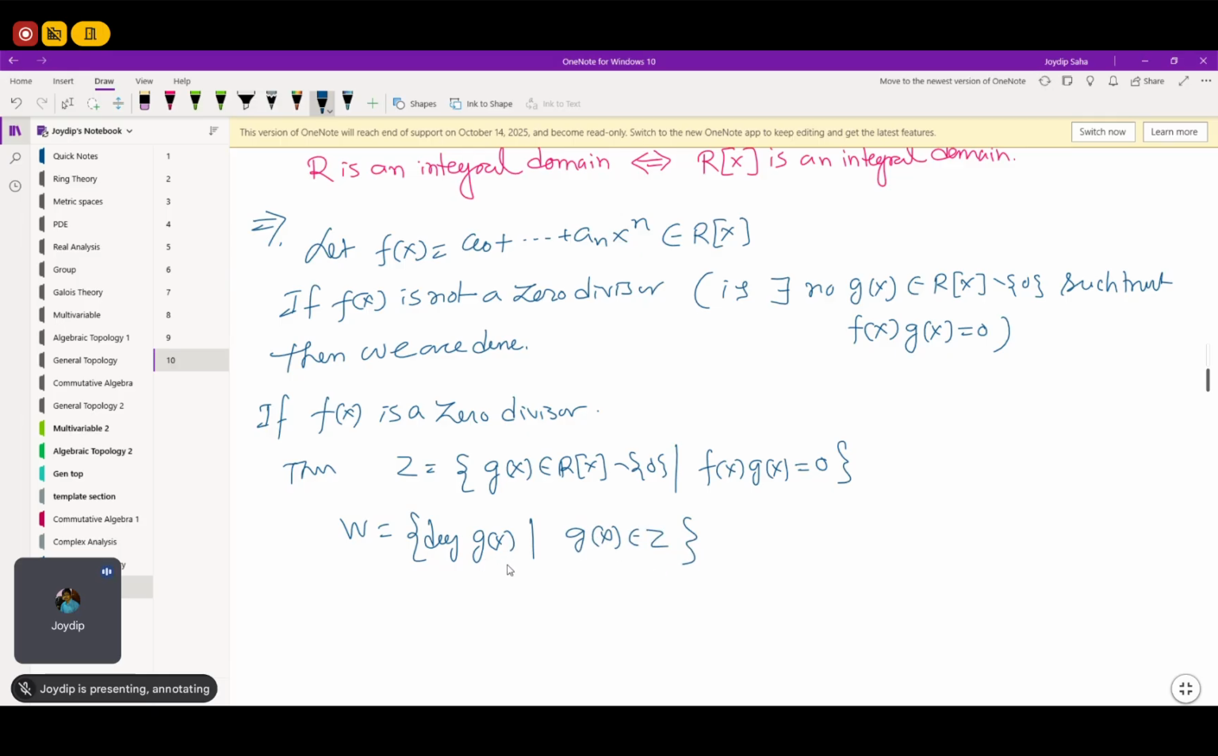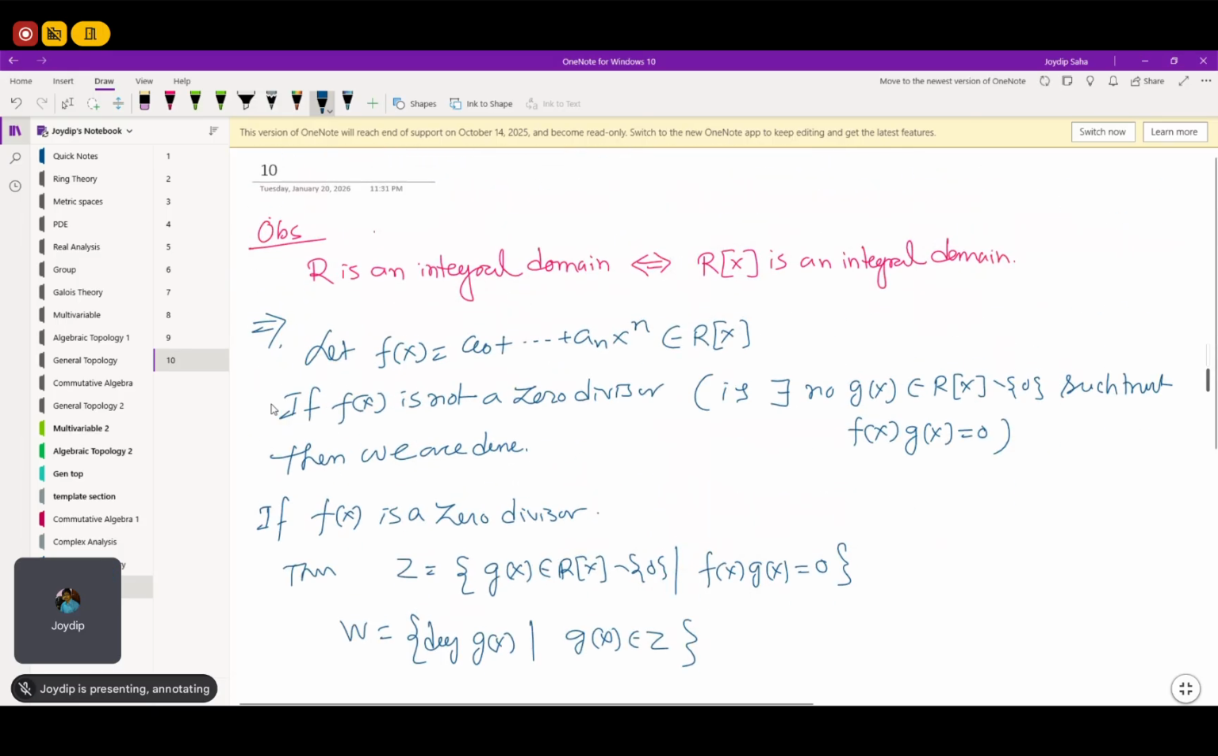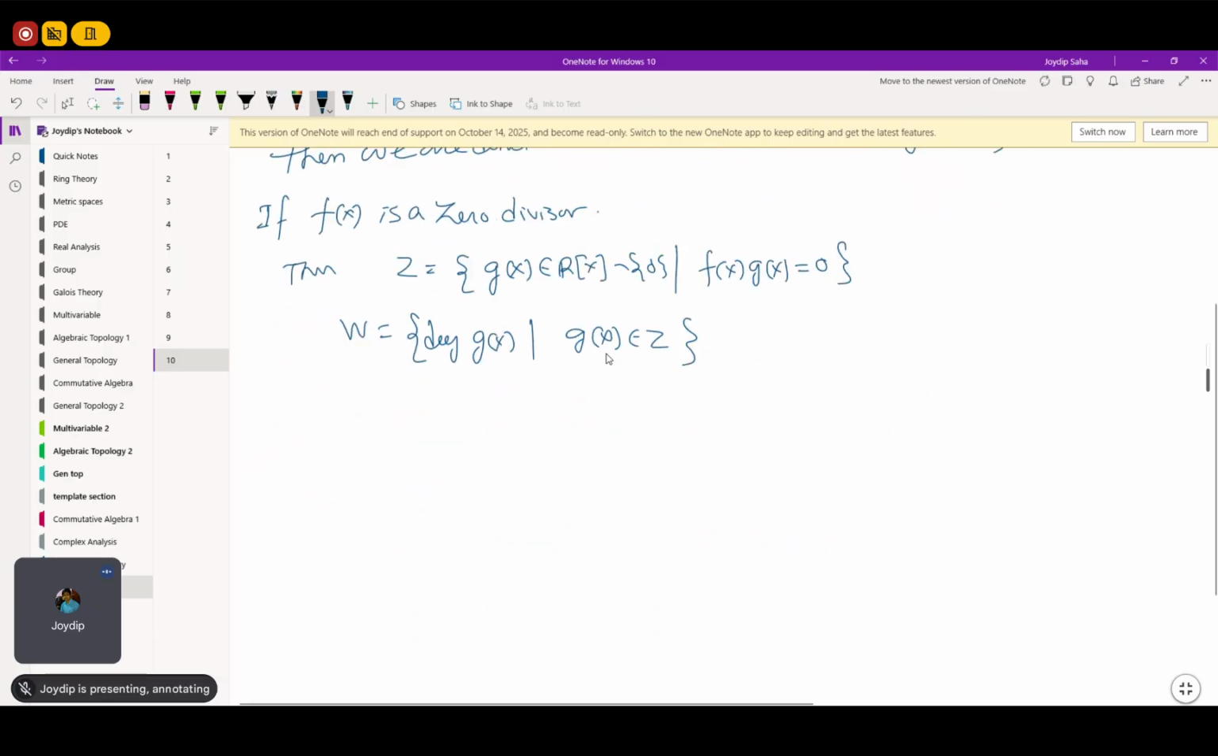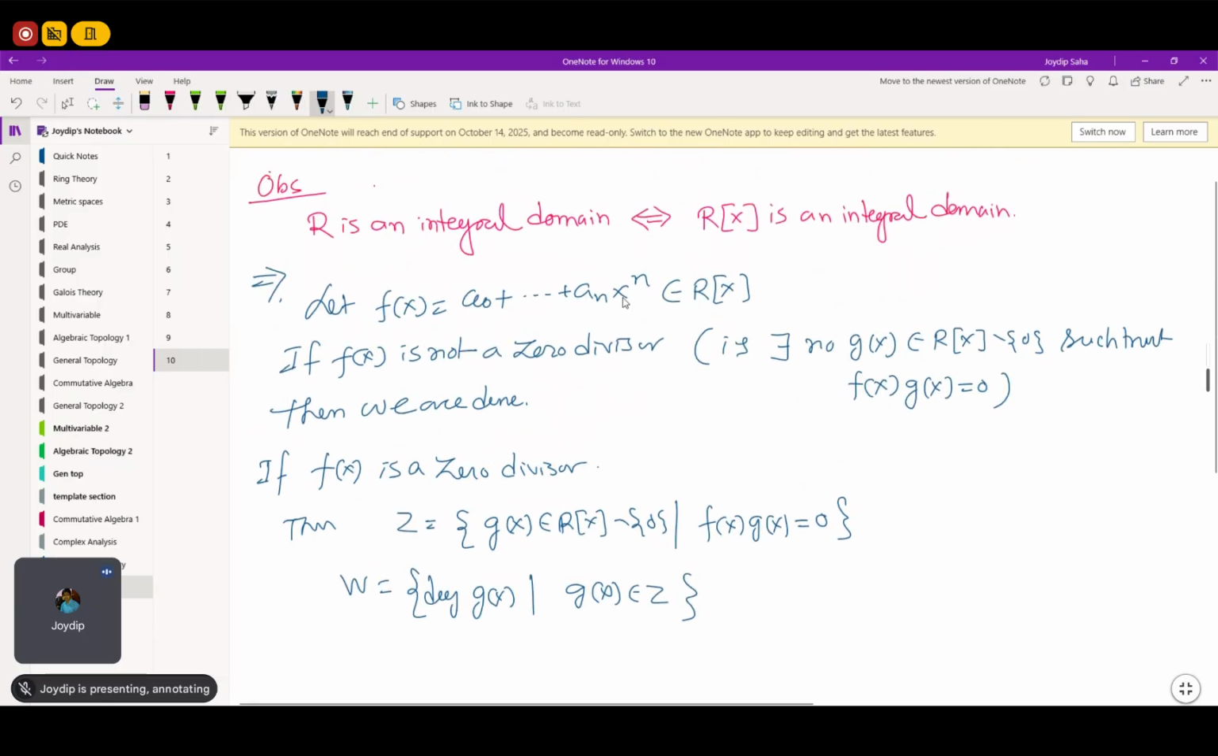Now I have not defined what degree is. Degree is the maximum power. If f(x) is not 0, then the degree of f(x) is n, the maximum power of x to the power i that occurs in f(x). So W is a subset of the natural numbers, and by the well ordering property, it has a least element. It is non-empty because f(x) is a zero divisor.